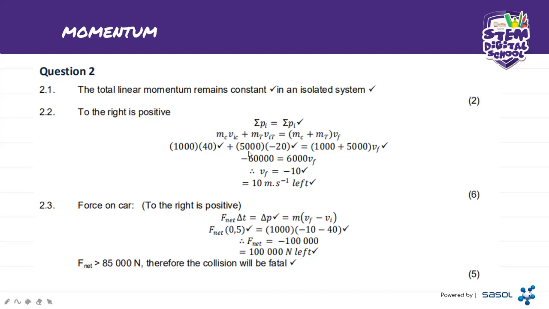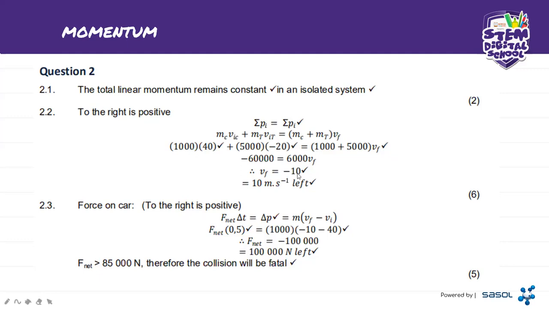And for the truck, it's going to be 5,000, and the minus, okay, you need to have your minus there, and that will all be equal to the sum of your masses, because remember now they are stuck together, but we're looking for the velocity. So it's going to be minus 60,000 equals 6,000 times the final velocity. And what we're looking for is the final velocity, and that's going to be minus 10.